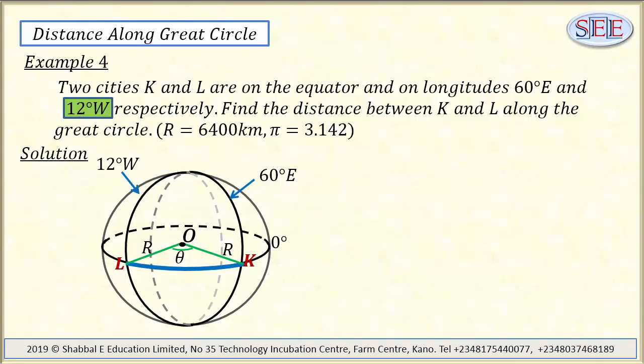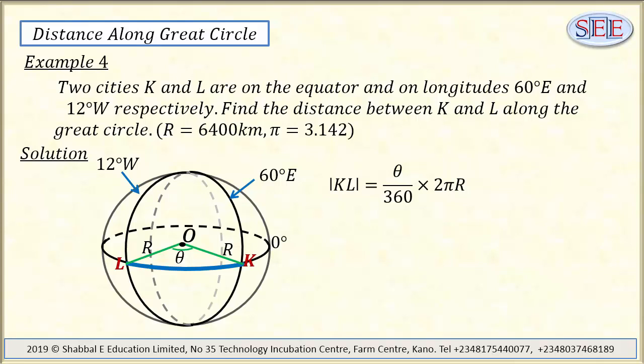Look at the distance KL. It's represented by the length of arc. Distance KL will now be given by the formula theta over 360 multiplied by 2 pi r. So next to that, theta is what we needed to find. The theta here is the angle subtended by the arc KL at the center of that equator.